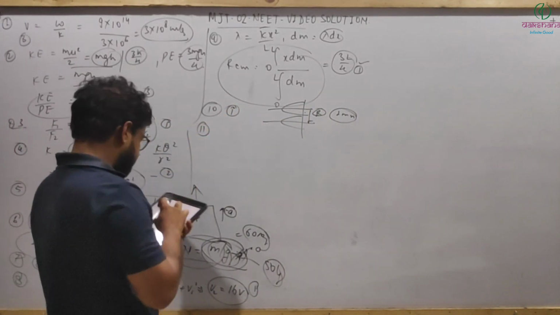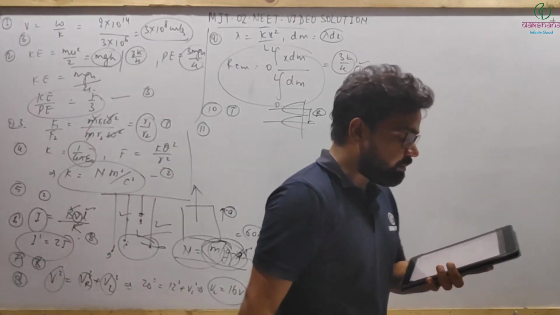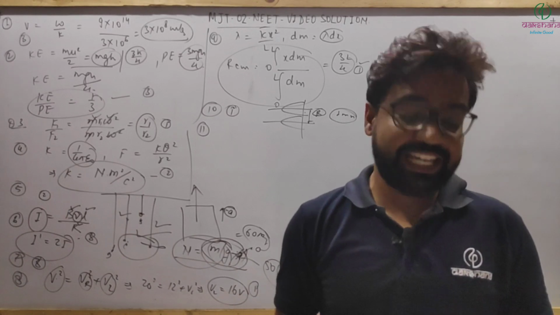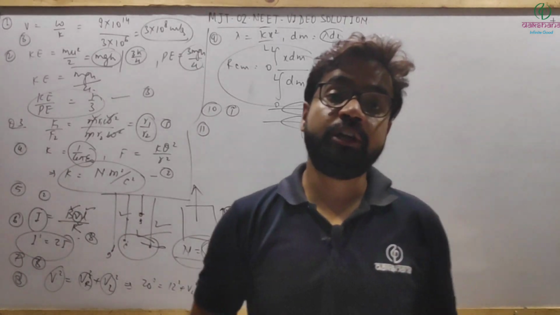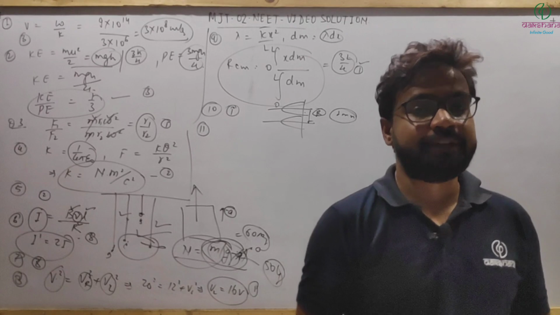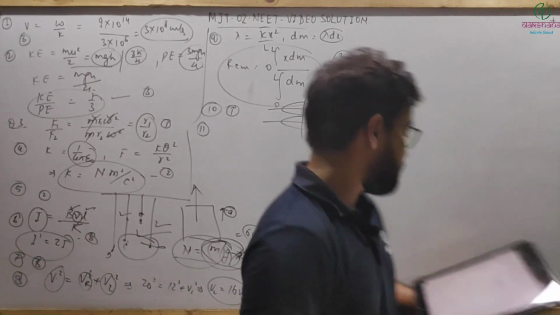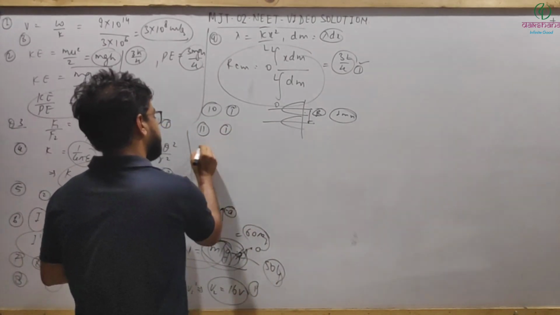Question number 11. Corpuscular theory of light, the phenomena which can be explained is, कॉर्पस्कुलर थ्योरी पार्टिकल नेचर, रिफ्लेक्शन, रिफ्रैक्शन दोनों को एक्सप्लेन करता है, इंटरफेरेंस नो, डिफ्रेक्शन नो, पोलराइजेशन नो, सो इट्स ओनली एक्सप्लेनिंग फेनोमेना 1. क्वेश्चन नंबर 12.